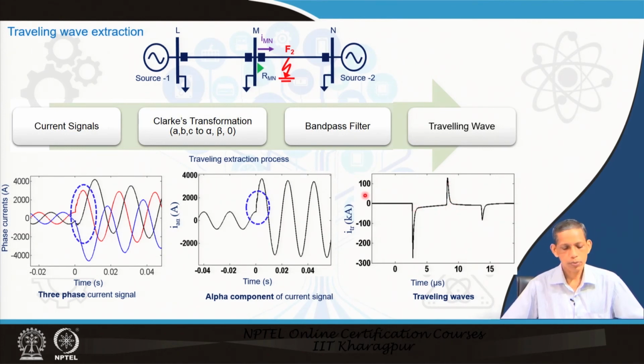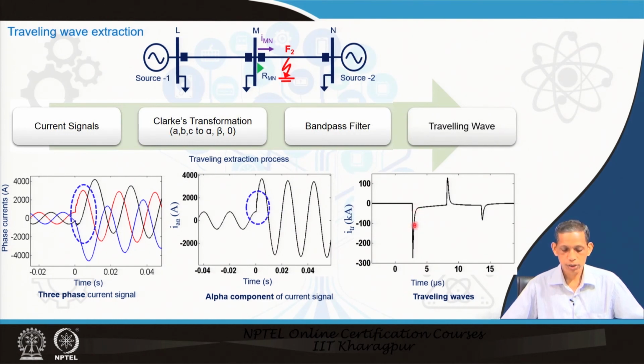If you are observing at any location, at this point, the availability of this one means that the distance of separation between this and this, in terms of microseconds, reveals the corresponding travel time from the fault point to the reflected point to the observation point. So the travelling wave observed here reveals different information for relay application.